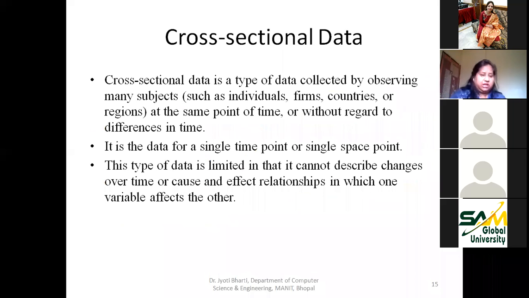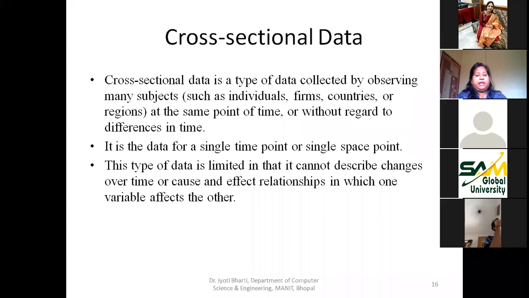And now the cross-sectional data. Cross-sectional data is a type of data collected by observing many objects such as individuals, forms, countries and regions at the same point of time, or without regard to differences in time. It is the data for a single time point or single space point. This type of data is limited in that it cannot describe changes over time or cause-effect relationships in which one variable affects the other.